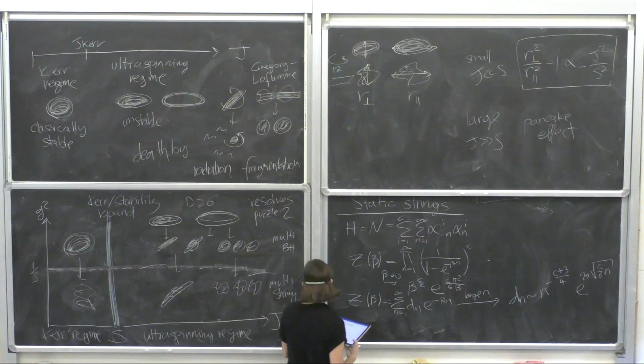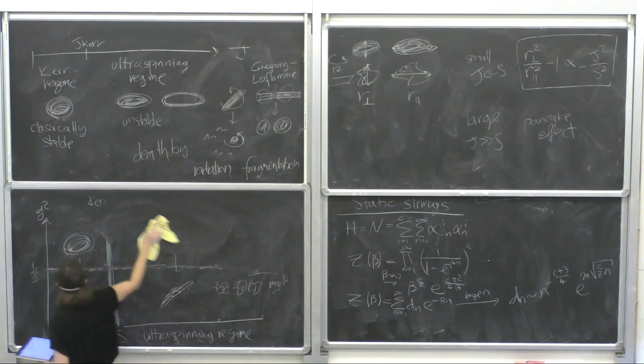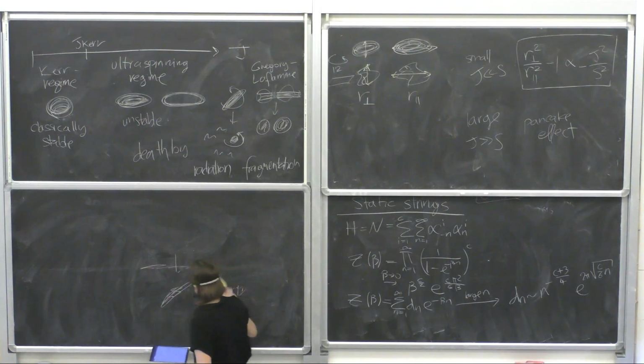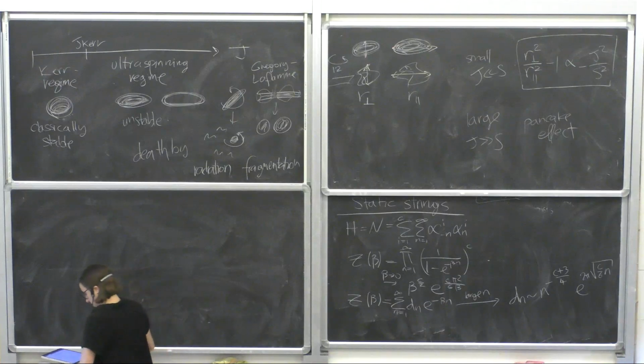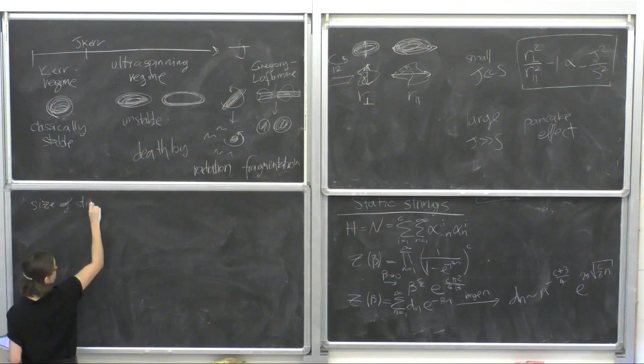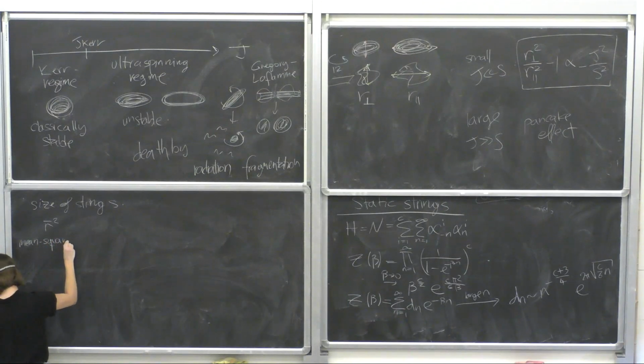And now, size of strings. Let me explain what I mean by size of strings. So, what is size of strings? By this, I mean the mean squared radius of the string. So r bar squared, so the mean squared radius, which is defined as follows.